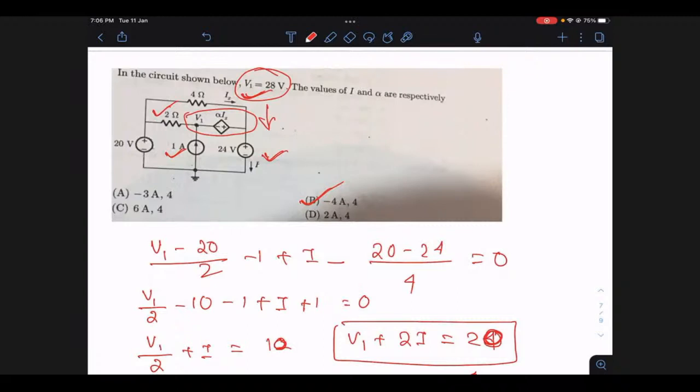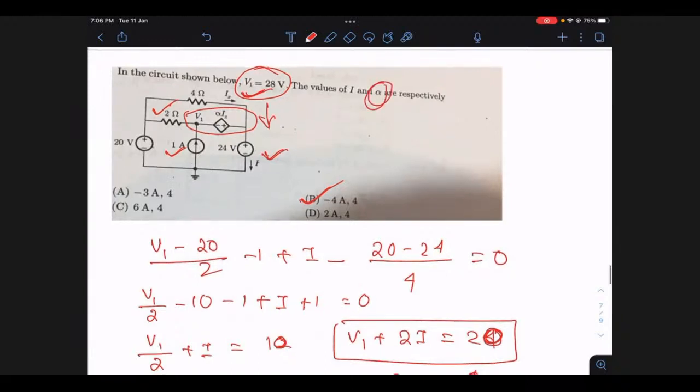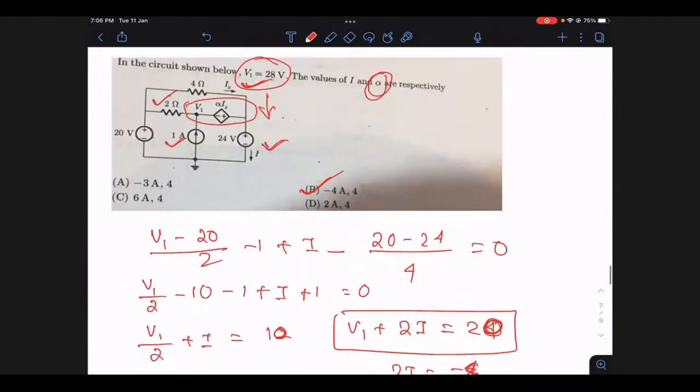So we got the value of I, which is minus 4, but we have to find alpha also. If I observe the options, option B is satisfying because it contains the I value of minus 4. But if you want to get alpha, how do you solve? If I observe this particular circuit, I can say this load voltage, which is 24, so 24 minus V1 is equal to alpha into Ix, isn't it?